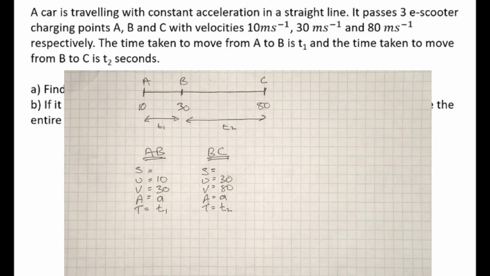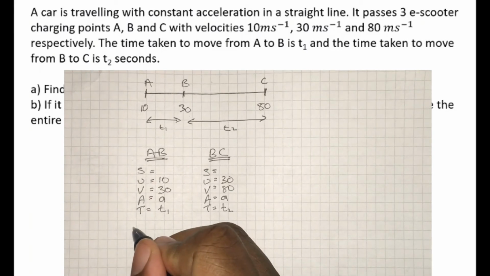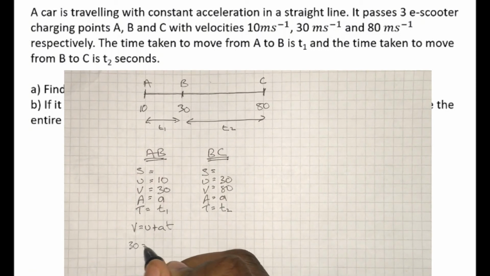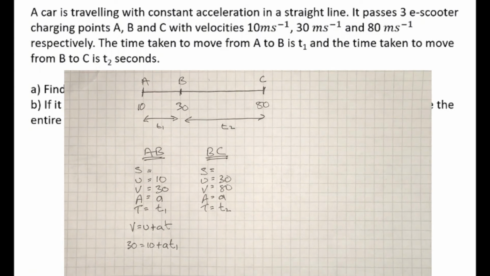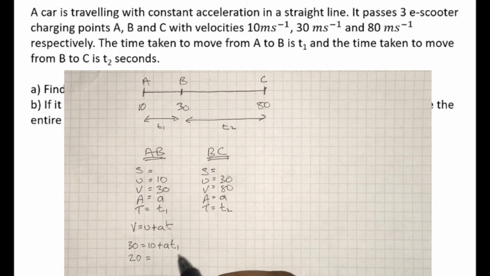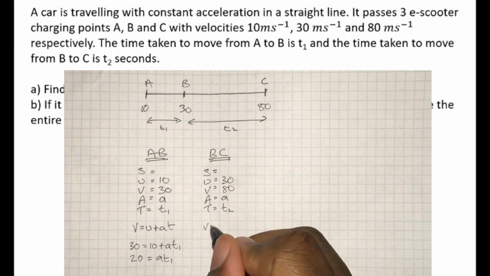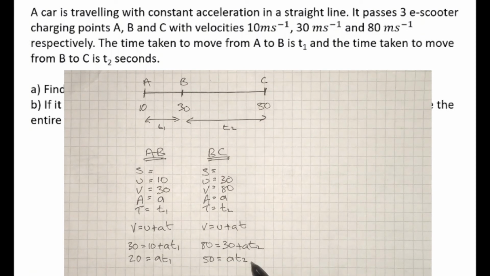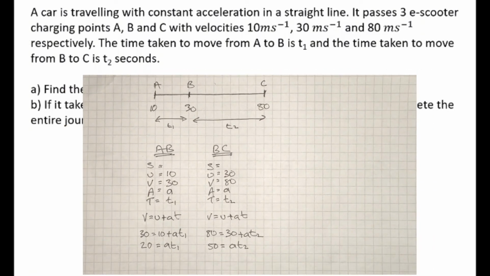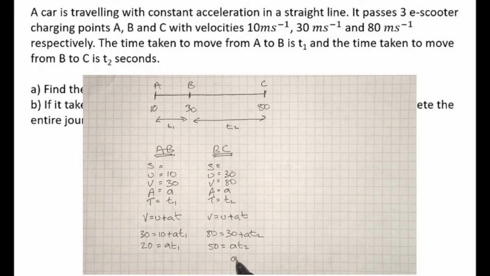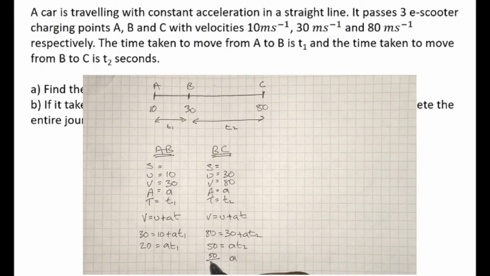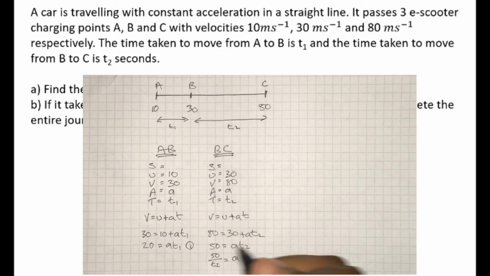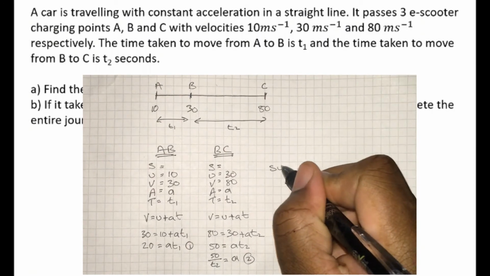Okay, in each of these, let's see if there's a SUVAT equation that would be useful. So V equals U plus AT looks perfect to me. That combines the 4 variables that we're working with. So for the initial part of the journey from A to B, I get 20 equals AT1. And for BC, we get 50 equals AT2. Well, both of these have the variable A. I think I should be able to rearrange to make A the subject, and then I can substitute that from one into the other. So if I label these equation 1 and equation 2, I'm then going to go ahead and substitute 2 into 1.